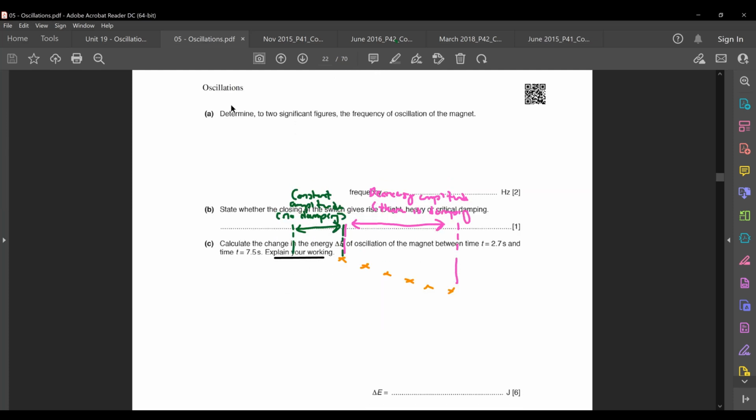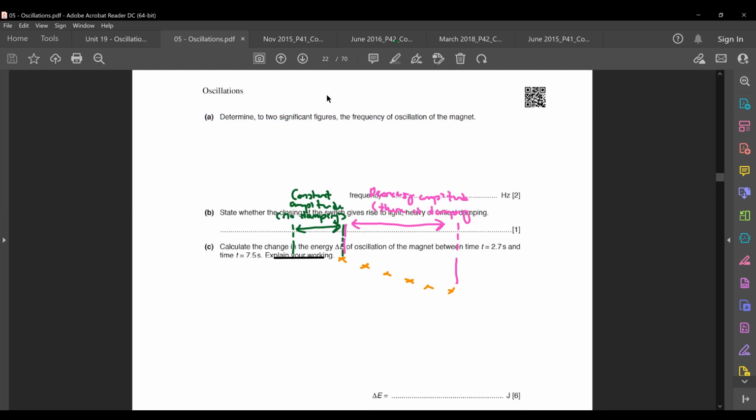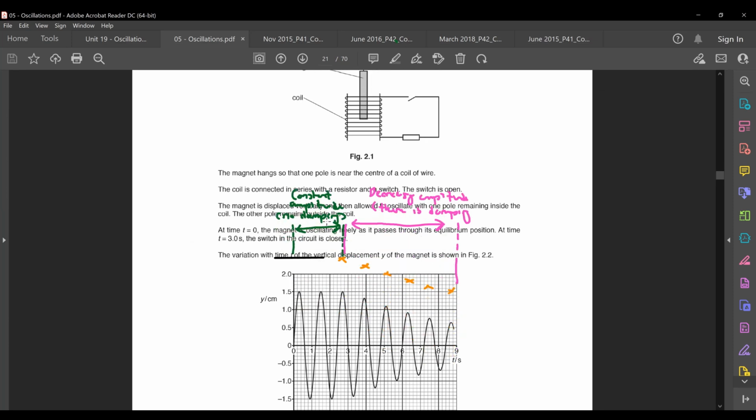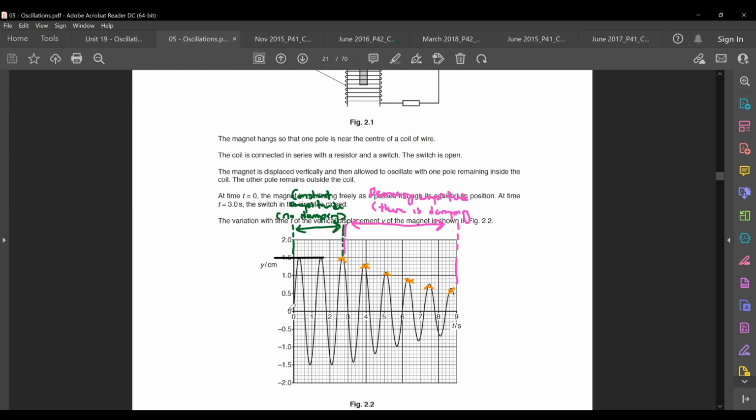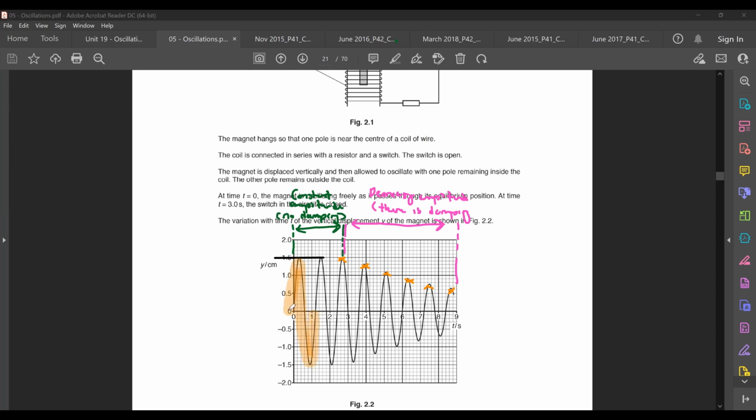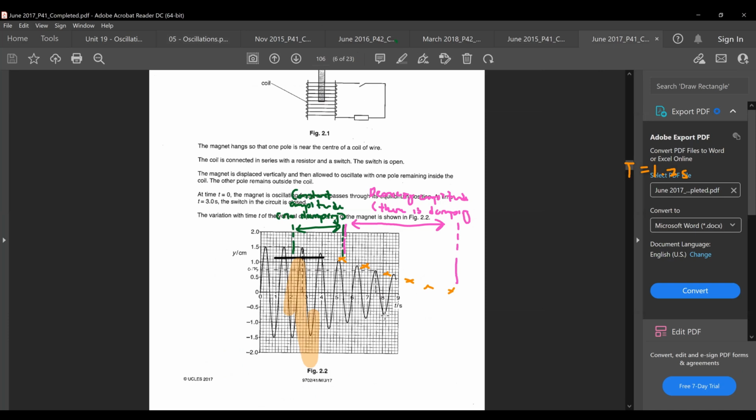So there's one thing here that you can actually identify. Determine, to two significant figures, the frequency of oscillation of the magnet. This one shouldn't be that big of an issue. Find out the period, then find the omega. This is one complete oscillation, right? So your period is 1.2 seconds.